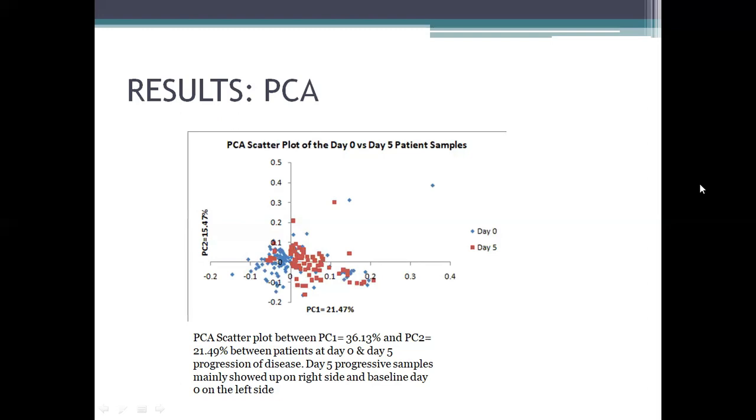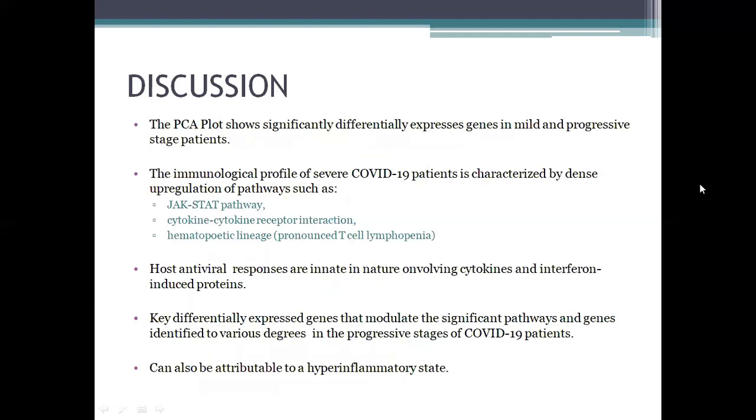Thus, the PCA scatter plot says that significantly differentially expressed genes are observed in the mild and progressive stage patients, and the significant difference is observed on the PCA plot by the segregation of the points in various quadrants. The immunological profiling of severe to moderate COVID-19 patients is characterized by increasing order of density of the regulation of pathways such as JAK-STAT pathways, cytokine-cytokine receptor interaction, and hematopoietic lineage, which leads to pronounced T-cell lymphopenia.